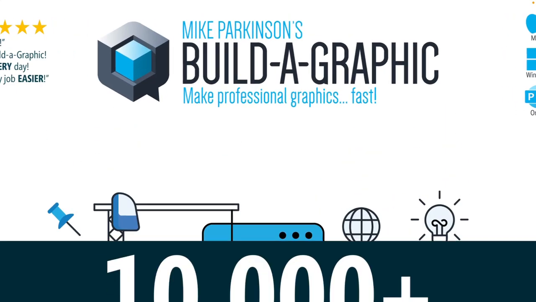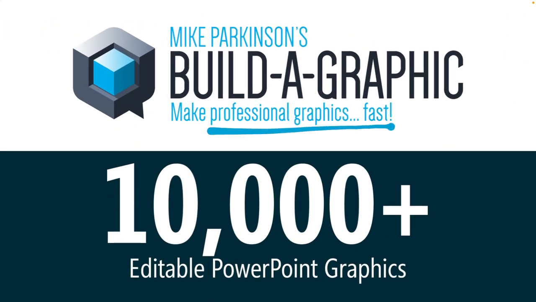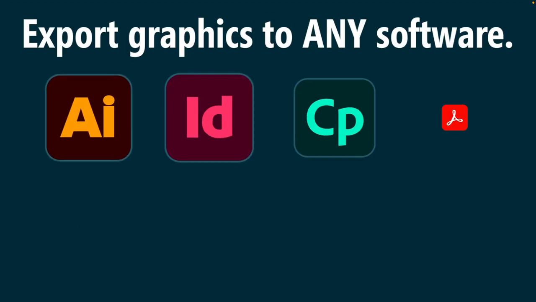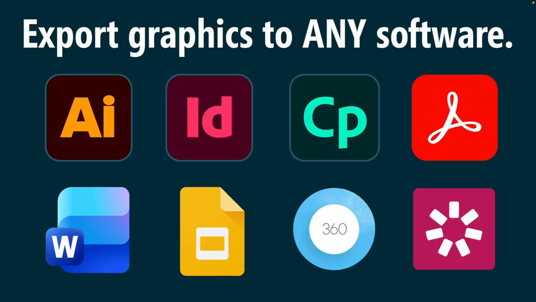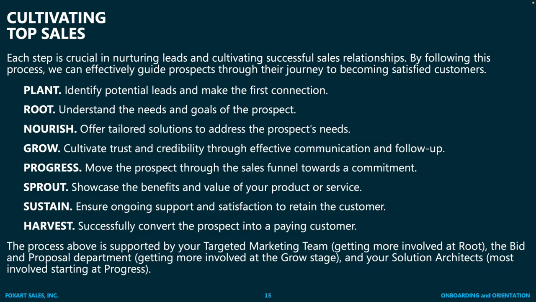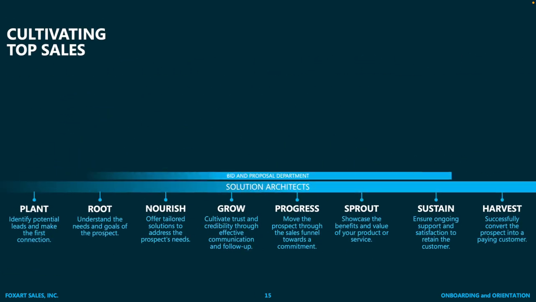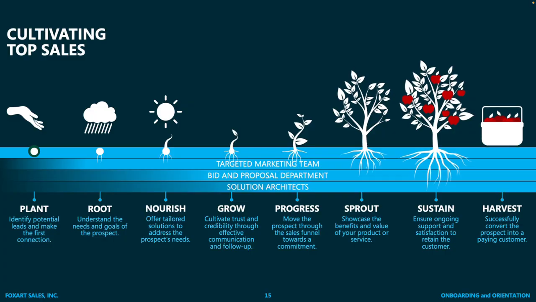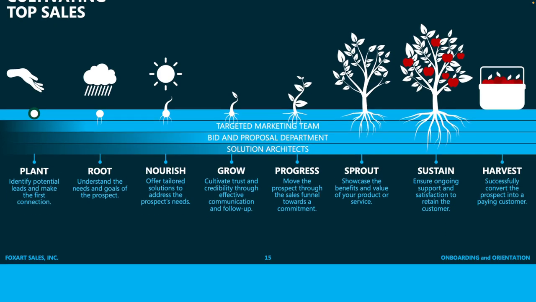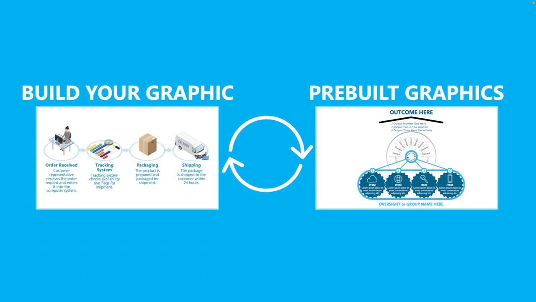Build-A-Graphic is a tool to help you make professional graphics fast, with over 10,000 and growing editable PowerPoint graphics that can be exported and used in any software. It makes it very easy to turn your words and ideas into clear, compelling, professional graphics that improve understanding, recollection, and adoption. Build-A-Graphic works two ways.